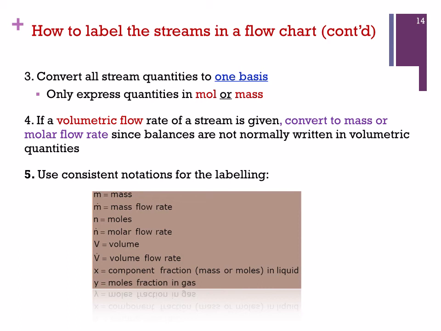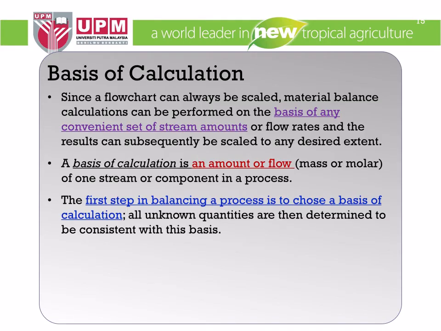For the labelings, for mass or amount, we use M, M dot is mass flow rate, and N dot is mole flow rate. Volume is V, V dot is volume flow rate, and X is normally component fraction in liquid, and Y is mole fraction in gas. The next one, which is the final one, is the basis of calculation.